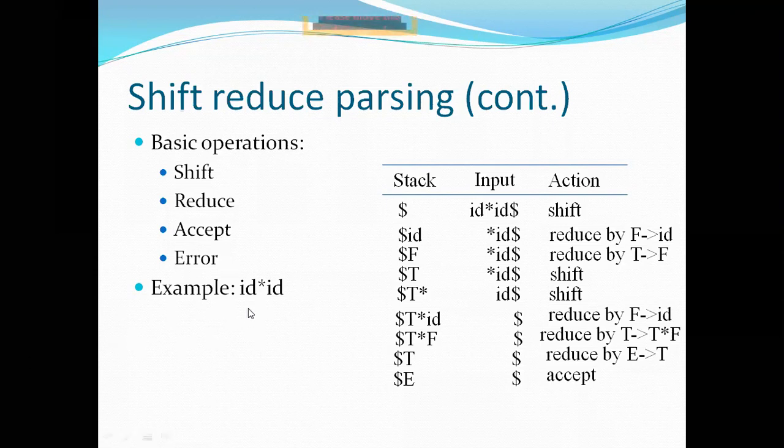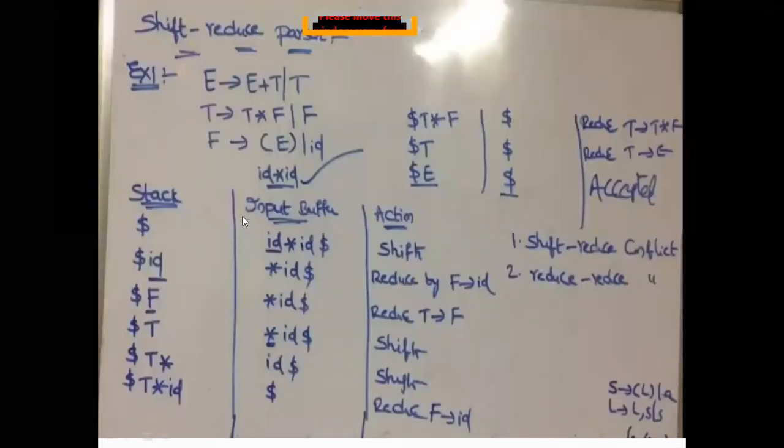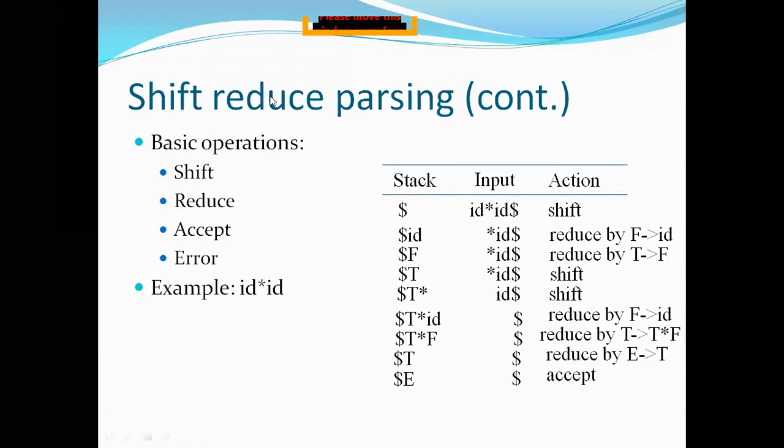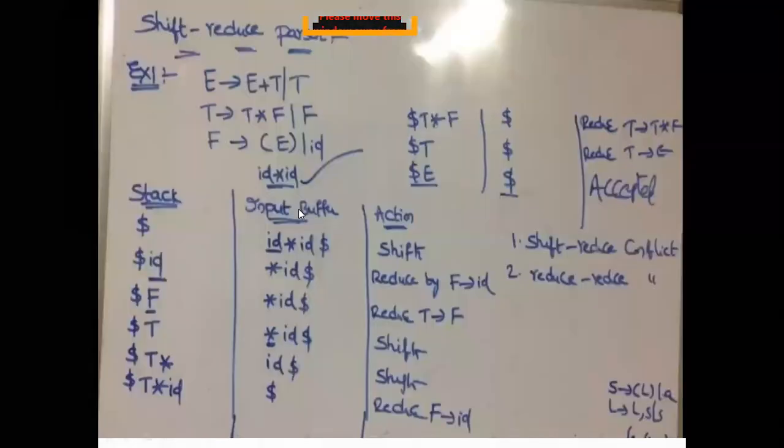So for example, this is the example id star id. Okay, so ఇక్కడ చూడండి, here is the shift reduce parser and the previous one. So this is the grammar. Okay, so ఇక్కడ grammar లేదు కాబట్టి నేను ఇది తీసుకున్నాను. So this is the given grammar. E is production with E plus T or T, and T is production with T star F or F, and F is production with open brace E closed brace or id. So this is the given grammar and the given string is id star id.